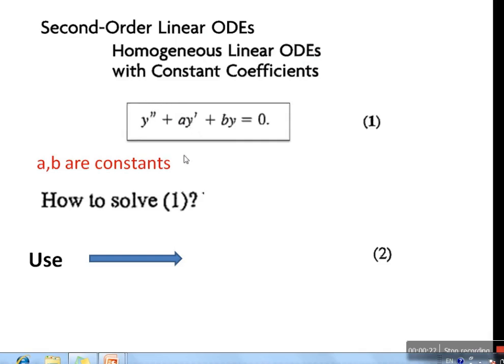Now, this is the standard form of second order differential equations. You can see here y double prime plus a y prime plus b y equal to 0. We call it a second order differential equation with constant coefficients because a and b are constants, and this is the standard form.